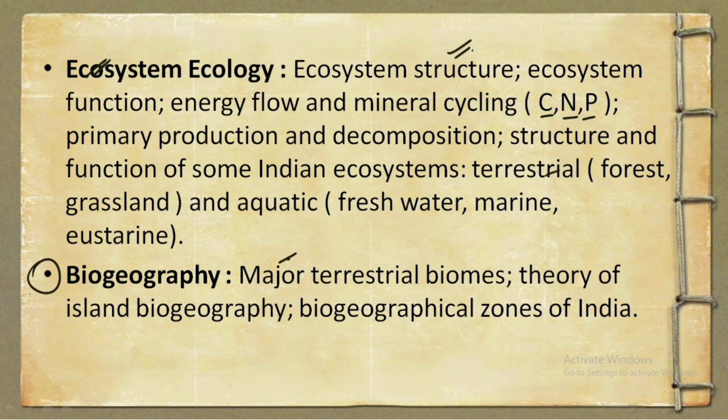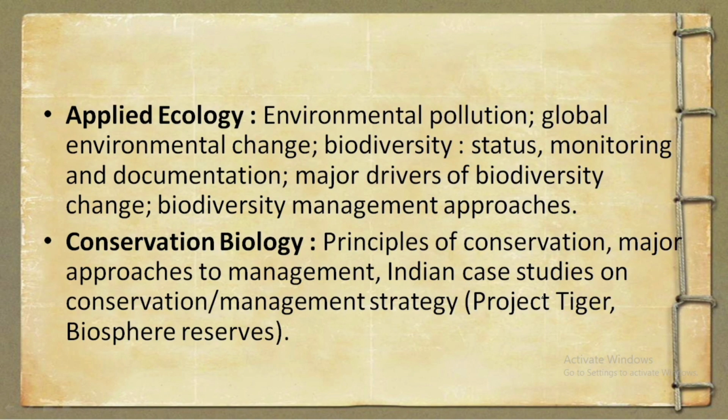Then we have the topic of biogeography, which includes the major terrestrial biomes, the theory of island biogeography, which is also given the name of MacArthur's theory, and the last one is the biogeographical zones of India. The last two topics are applied ecology and conservation ecology. In this we mainly have to focus on the environment, its strategies, how we can prevent it from pollution, and also the various management approaches. In conservation biology we have to understand how to conserve them, various approaches, and also the case studies related to Project Tiger, biosphere reserves, etc.